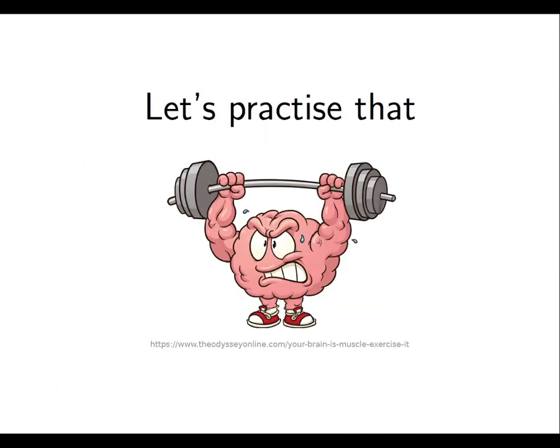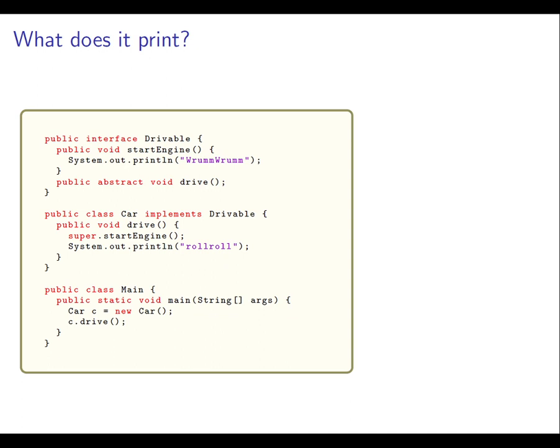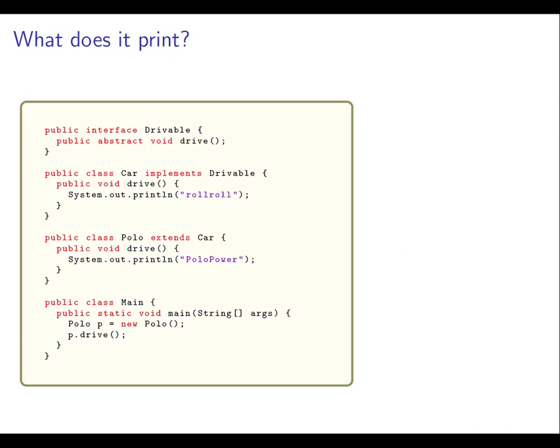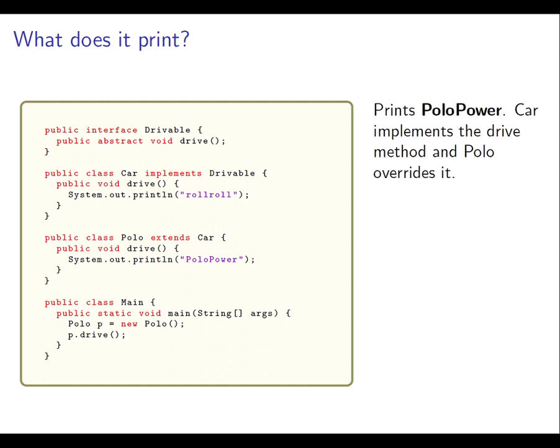Okay, let's see some more examples. As usual, have a look at this. When you think you know what it prints, proceed. This doesn't compile, because at the top we have a thing called an interface, Drivable, but it's attempting to implement a method, and interfaces can't implement methods. That's not allowed. What about this? This prints polar power. This works fine if you think about it.